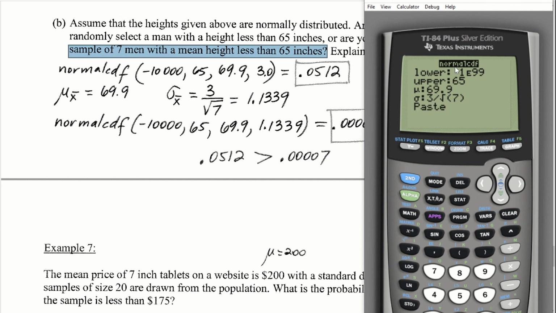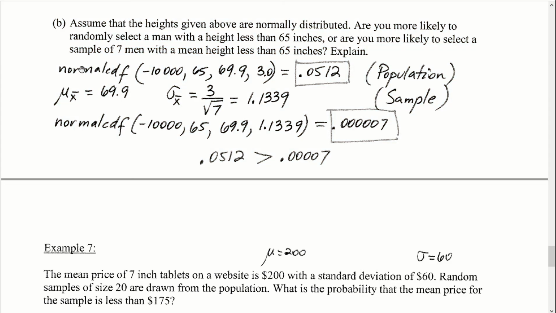How do we know that we're allowed to use the normal CDF function? In other words, how do we know that this particular sampling distribution is going to be normal, because after all, we only have a sample of size 7. Well, the reason why we're able to do that is this line right here. They tell us to assume that the heights of the men were normally distributed. So what that means is we're beginning with a population that was already normally distributed.